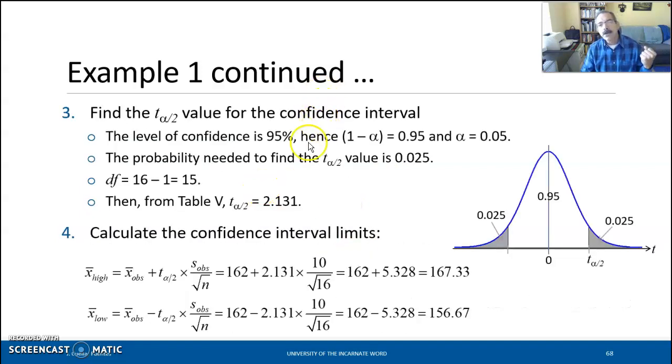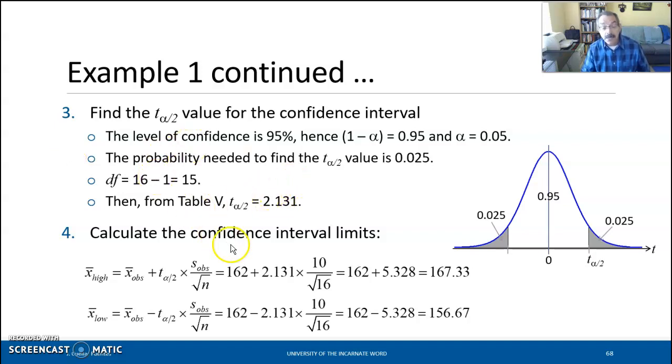Now, using the confidence level, which in this case is 95%, we find that alpha is 0.05. Because this is a symmetric interval around the mean, the upper probability is going to be half of this 0.05, which is 0.025. With that probability and the degrees of freedom, which is the sample size minus 1, 15, we go into table 5 and we find that the t-value is 2.131. Please verify this value using your own t-table. Make sure that this is correct.